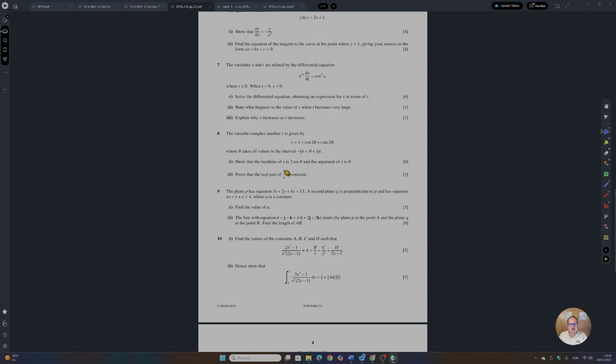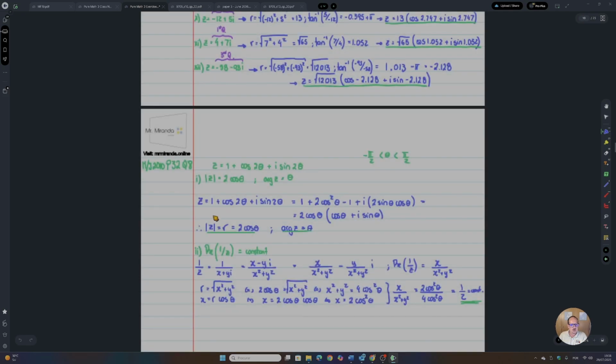Then, prove that the real part of the reciprocal of z is constant. So what is 1 over z? That's just 1 over x plus yi. I can multiply this by the complex conjugate of this, both in the numerator and the denominator, so I'll end up with this. Okay? I can divide this into the real part and the imaginary part.